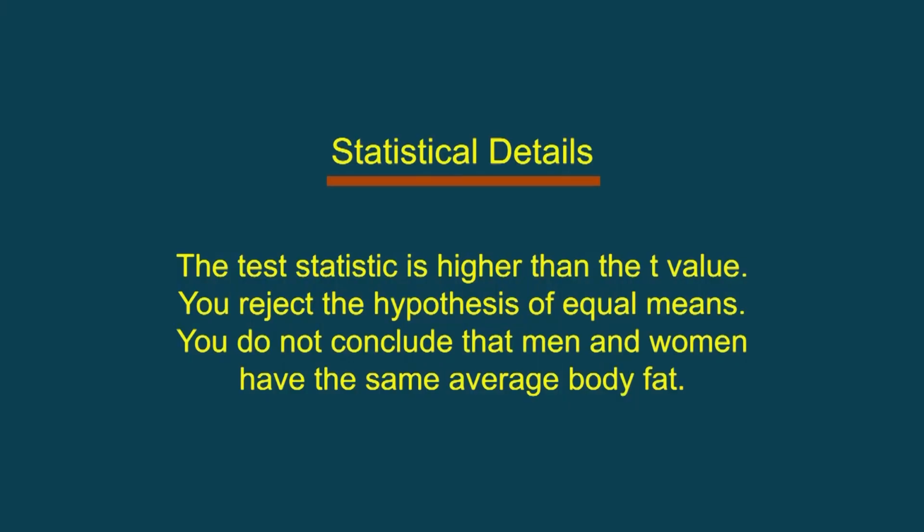What is the next possibility? The test statistic is higher than the t-value, as we had in our example. We then reject the hypothesis of equal means, and we do not conclude that men and women have the same average body fat. So there are two types of conclusions that may be drawn, depending on the value of the test statistic and its comparison with the tabulated t-value.